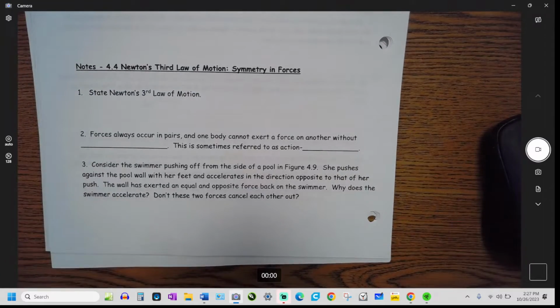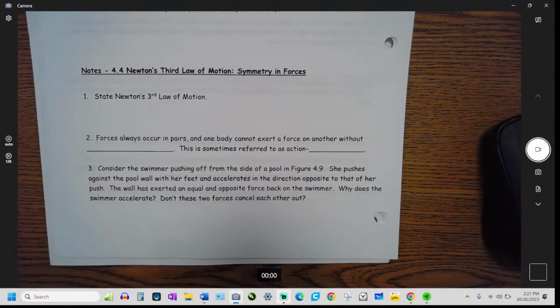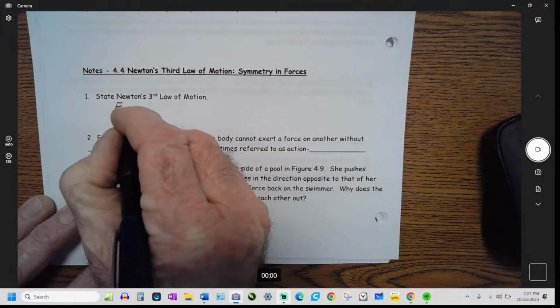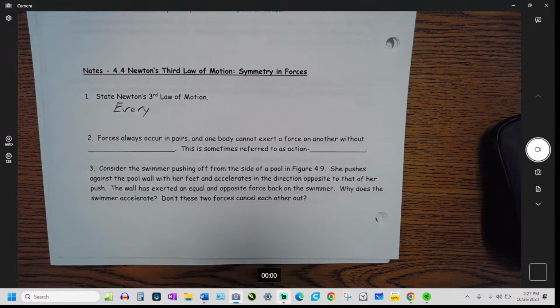Okay, Newton's third law. I'm going to see if I can trick you like I tricked last class. I'm going to start with "every." Can anybody guess what comes next? Good job. So normally people say for every action there's an equal and opposite reaction. And I used to do it that way.